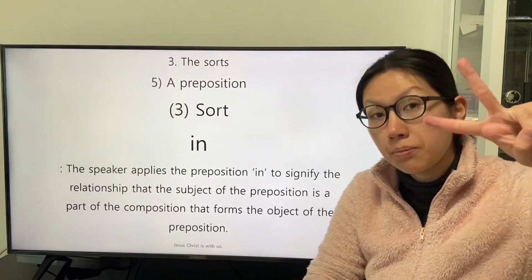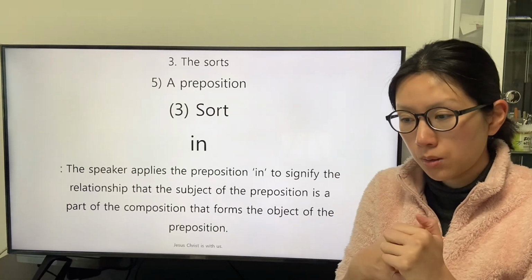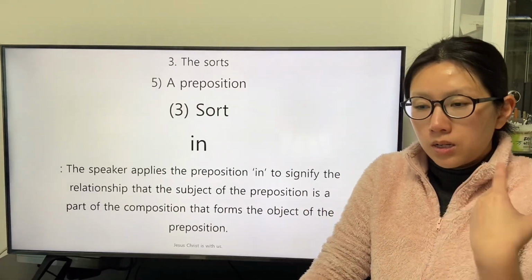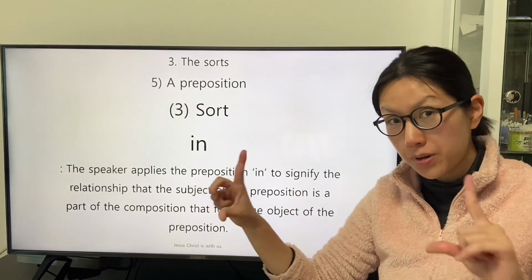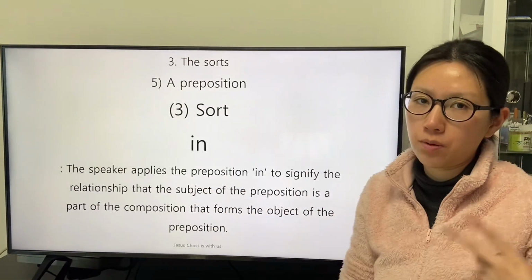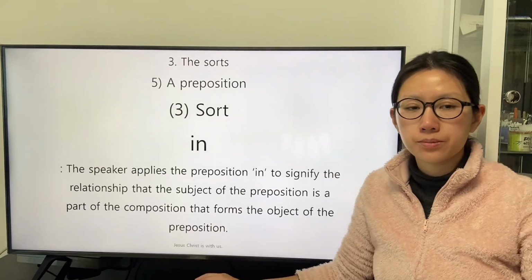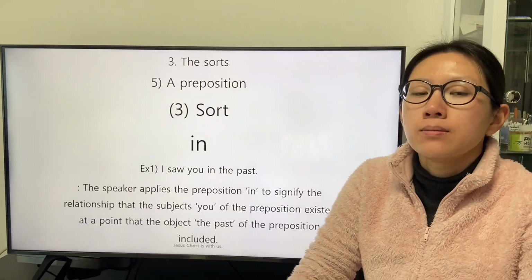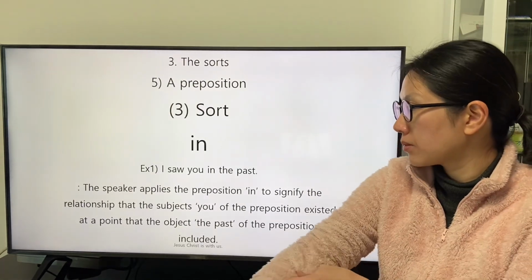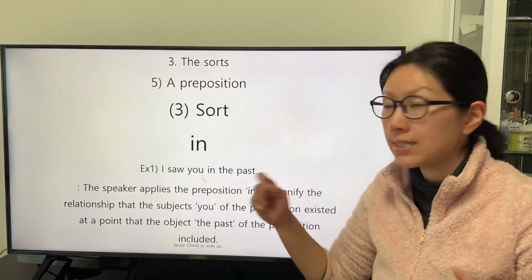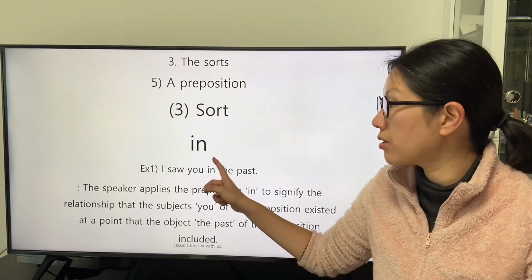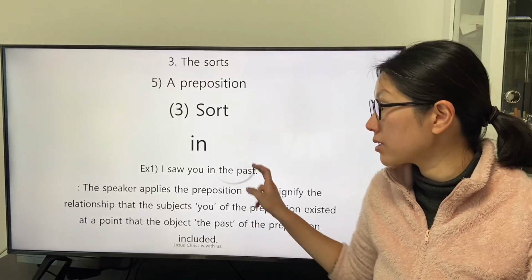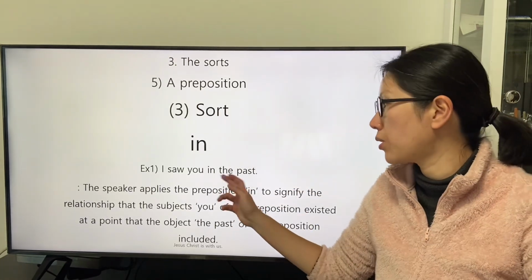We will apply these two ways of interpreting the prepositions as the premise to study the sort of the prepositions. There is a clause. I saw you in the past. In this clause, the preposition in is applied to mediate the subject of the preposition, who are the listeners, and the object indicated by the phrase of the noun, the past.